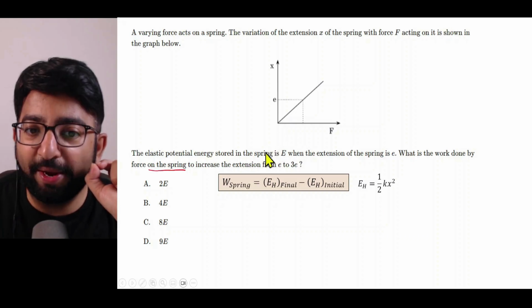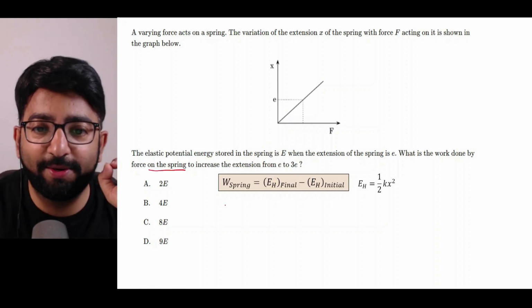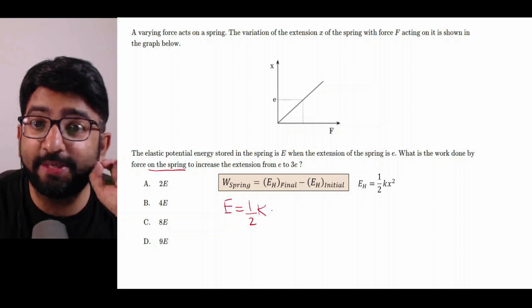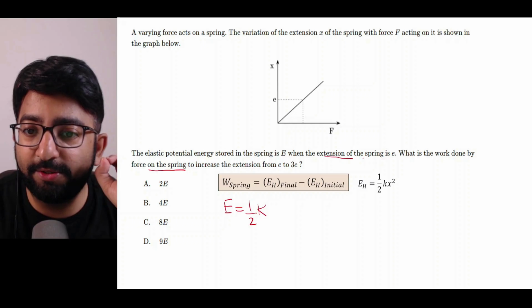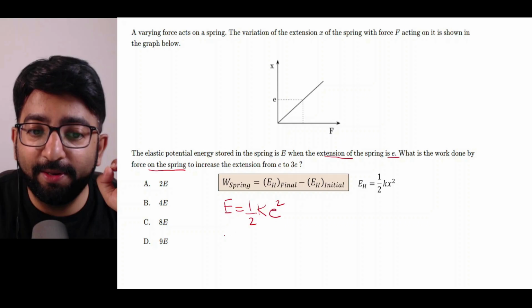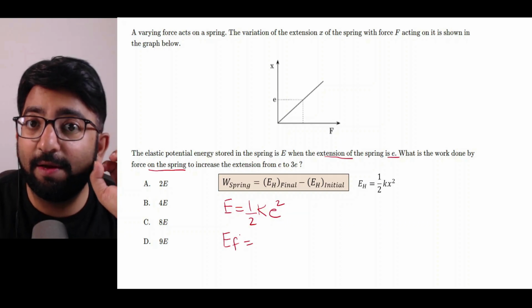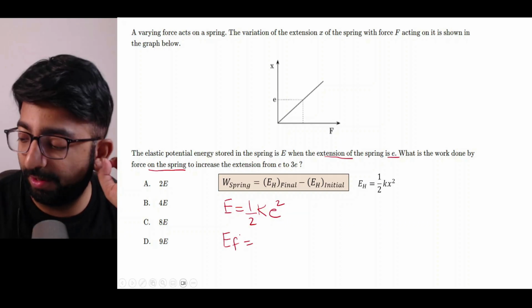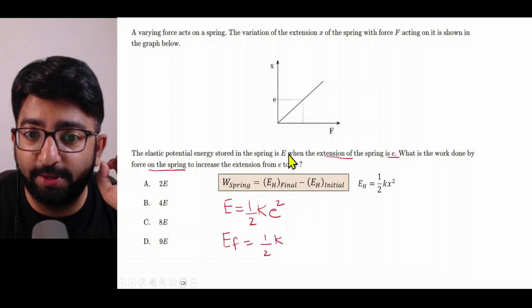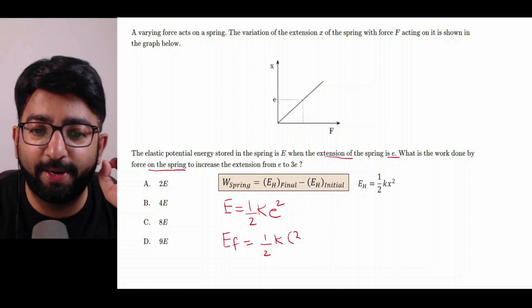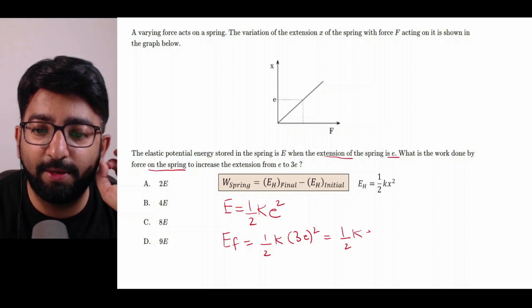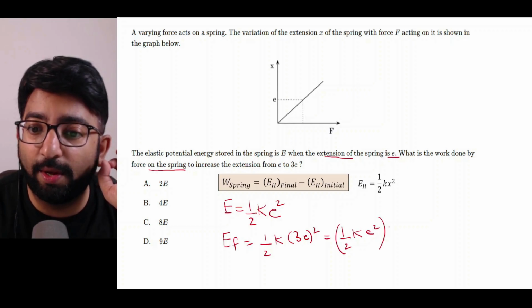Now, initially it is mentioned that the energy is E. So let us write it down. E will be equal to half kx square, but in this case, x is E since the extension is E. So we will write half k E square. Finally, let us write down EF. Let's say EF stands for the final elastic potential energy. So we will write half k and the new extension is 3E. So in the brackets, we will write 3E whole squared. So this comes out as half ke square and we have a 3 square which is 9.